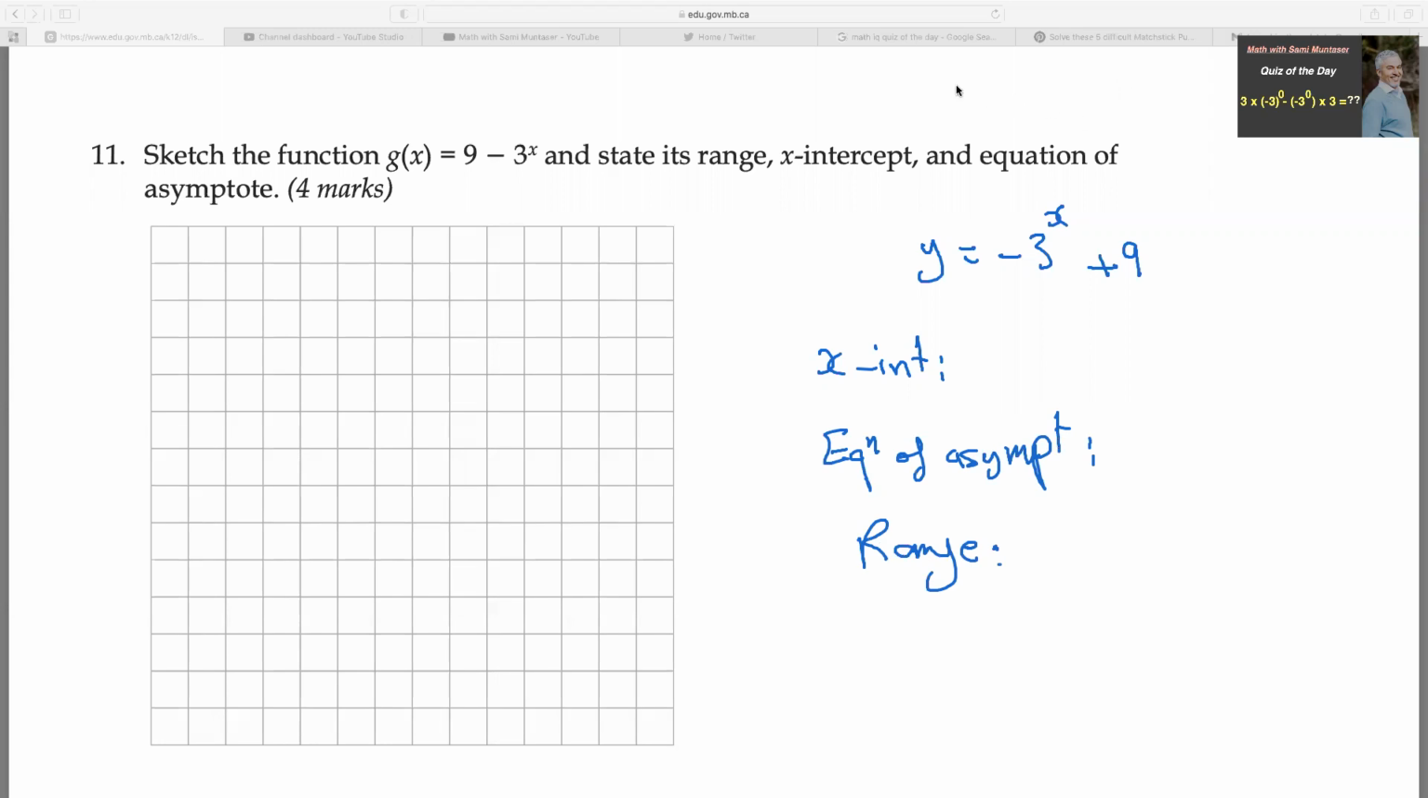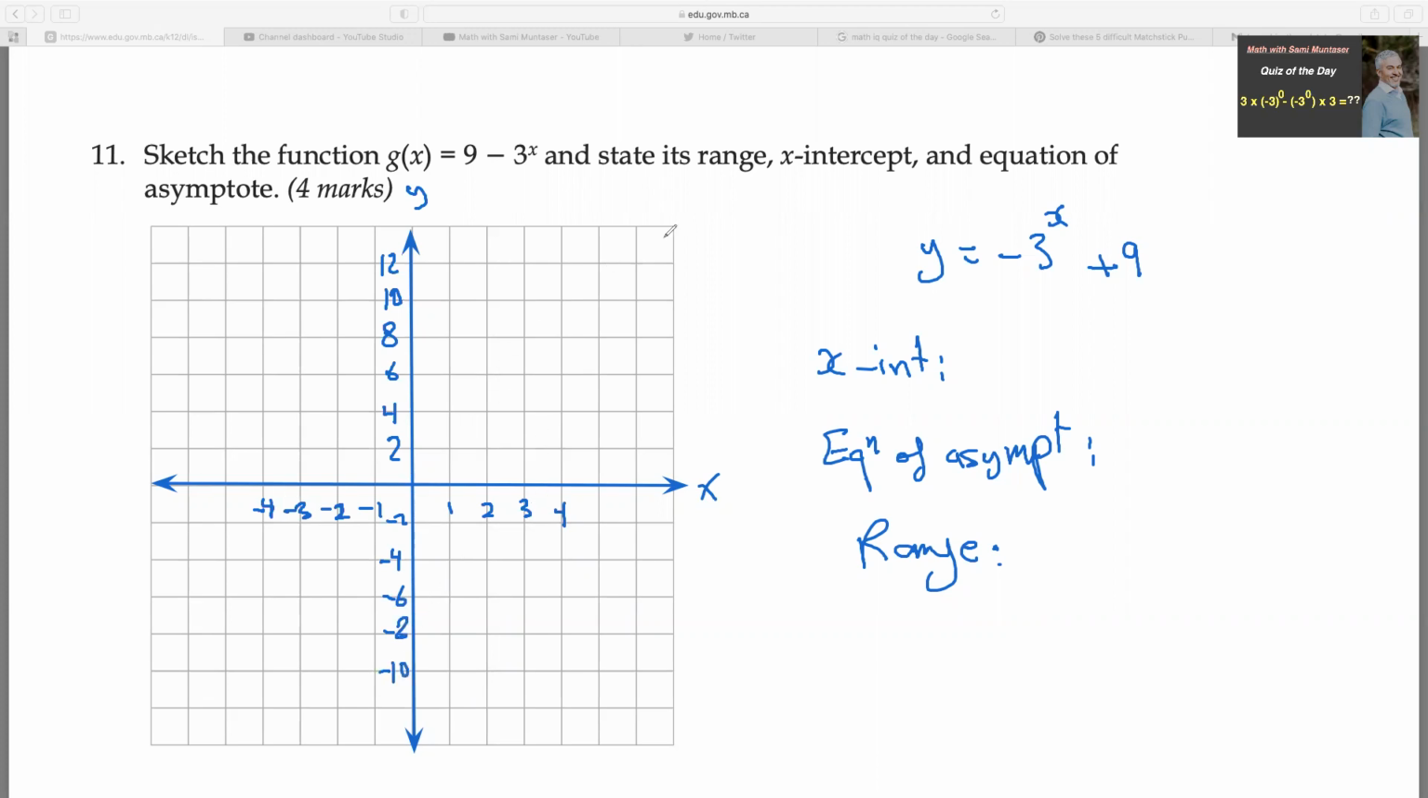So what I'm going to do is plot the x-axis and the y-axis. So this is the x, this is the y. I'm going to scale the x-axis by 1, 2, 3, 4, -1, -2, -3, and so on, -4. On the y-axis, however, I'm going to scale by 2, 4, 6, 8, 10, 12, and so on. So here it's also -2, -4, -6, -8, -10.